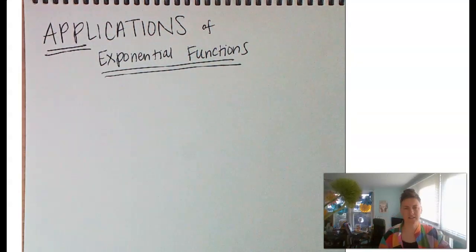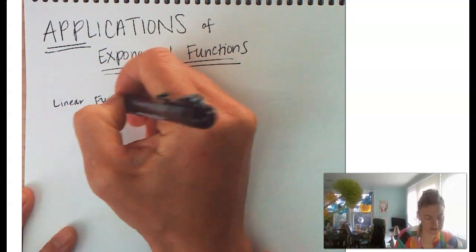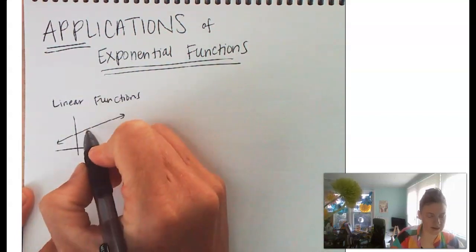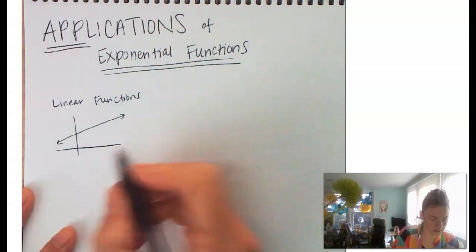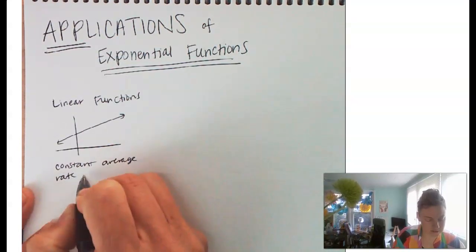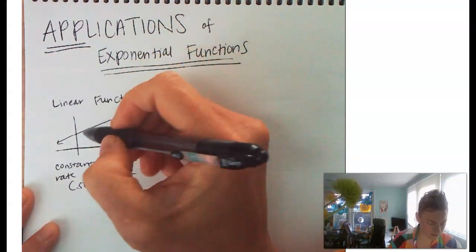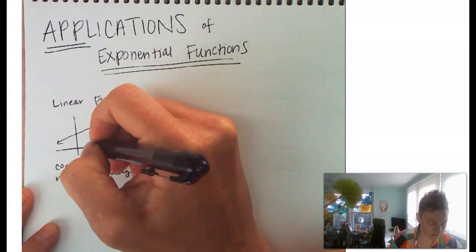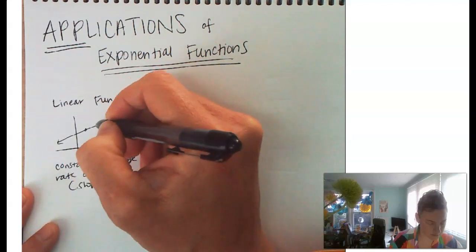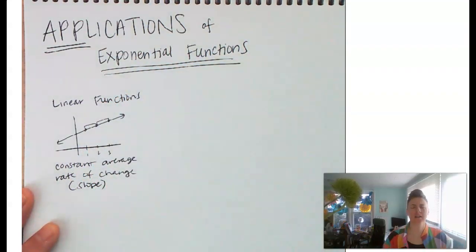Okay, so first let's compare linear functions and exponential functions. Linear functions look like lines. A linear function has a constant rate of change, i.e. a slope. Constant average rate of change, aka a slope. Right? So the rate of change from this point to this point is the same as the rate of change over the same distance. Okay? They have the same average rate of change.